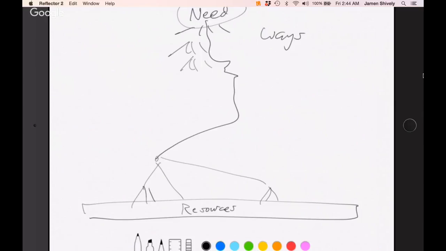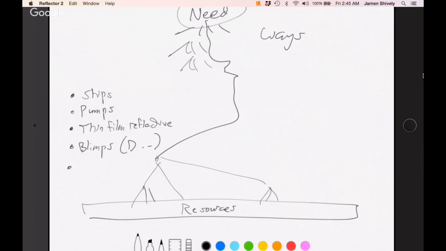So, what resources do we have to refreeze the Arctic ice, or in general to reflect away radiation, as well as to sequester carbon and other greenhouse gases? Well, we have ships, we have pumps, like for spraying ocean water into the air. We have thin film reflective materials, right? We have blimps, dirigibles, as some folks call them. We have certain other particulates which can be used to reflect sunlight away.